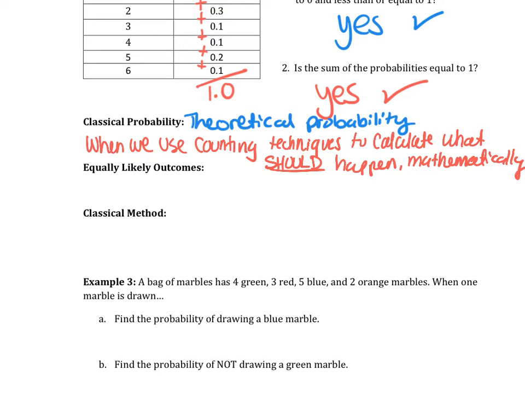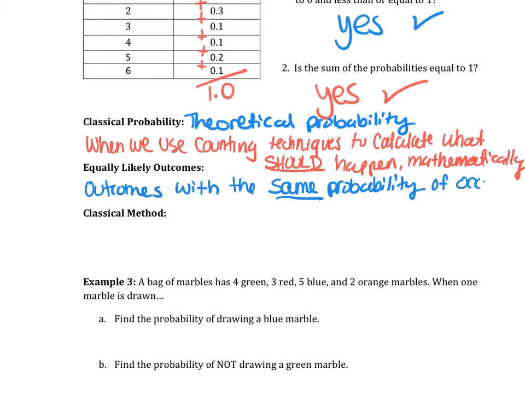Okay, and then equally likely outcomes, as the name kind of suggests, is just when we have outcomes with the same probability of occurring. So many probability experiments have equally likely outcomes, like rolling a die. All 6 sides of a die are equally likely to occur or to show up when you roll it. Drawing a card from a deck of shuffled cards, each one is equally likely.